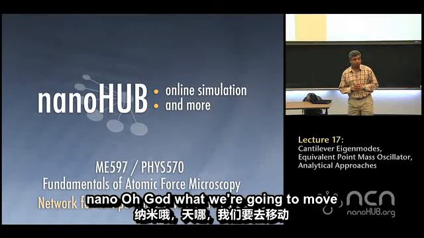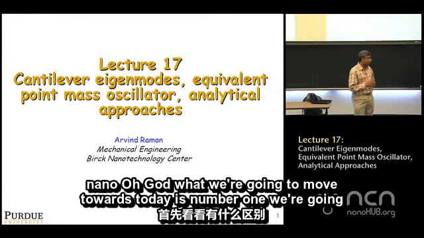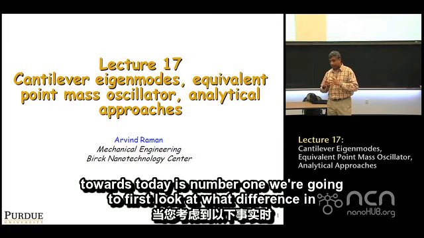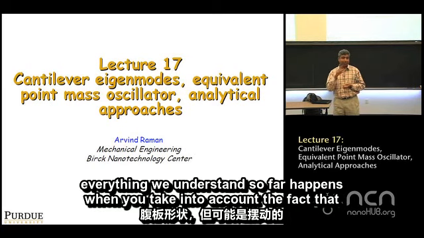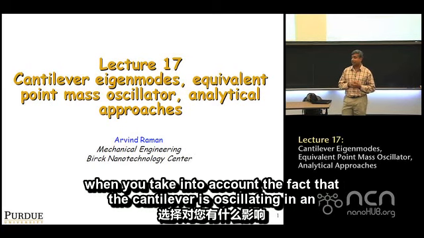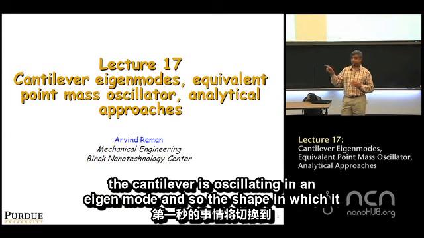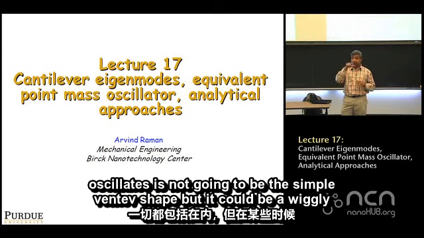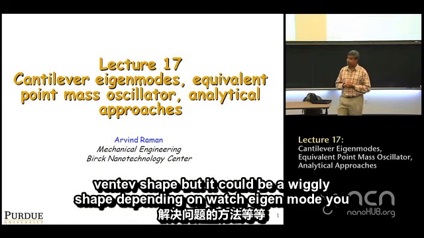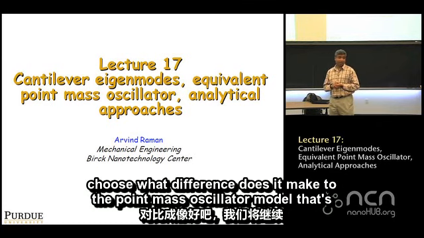nanohub.org. What we're going to move towards today is, number one, we're going to first look at what difference in everything we understand so far happens when you take into account the fact that the cantilever is oscillating in an eigenmode. And so the shape in which it oscillates is not going to be the simple bent-up shape, but it could be a wigglier shape depending on what eigenmode you choose. What difference does it make to the point mass oscillator model?